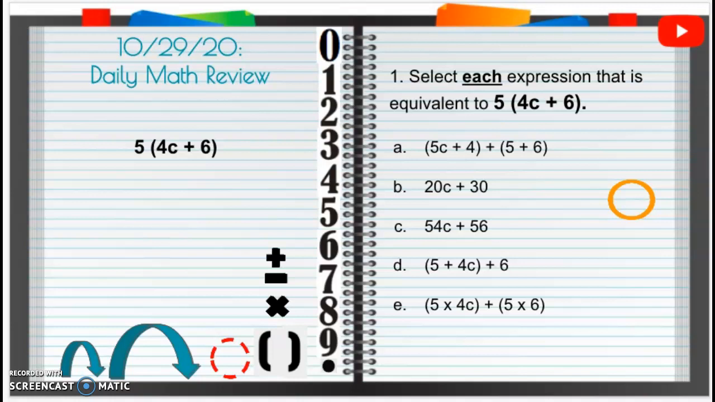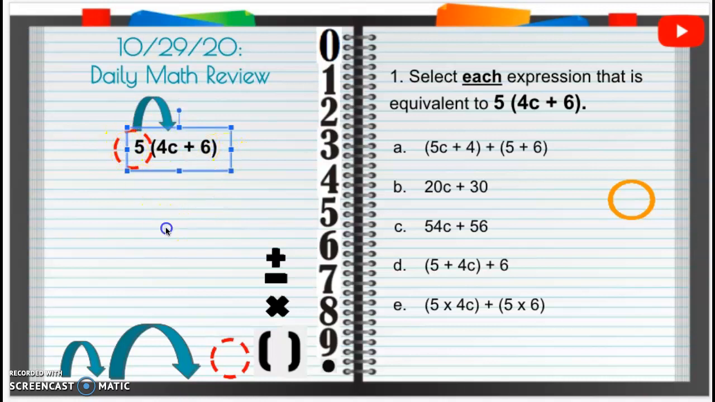So number 1 says select each expression that is equivalent or equal to 5 times the quantity of 4C plus 6 end quantity. So I pulled this out over here for us to take a look at it and pull it apart so that we can see what it's actually equivalent to. The first step, what we always do, is circle that number in front of the parentheses. Then we're going to distribute that number. So that 5 is going to be multiplied by that 4C.